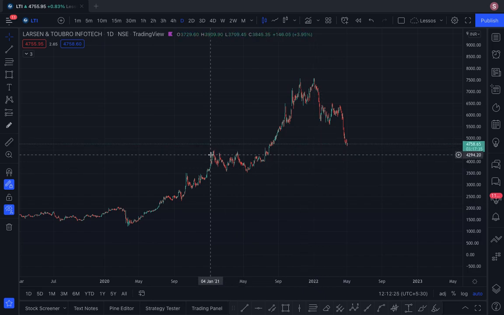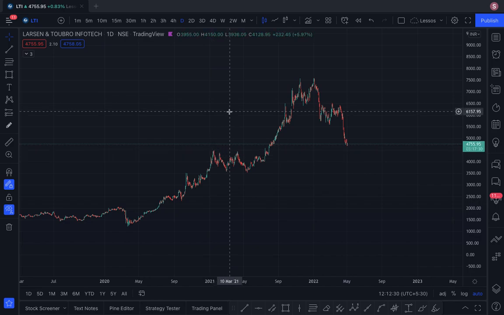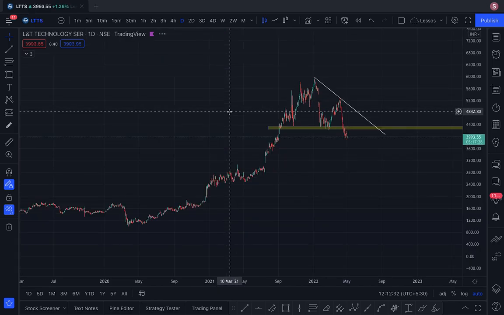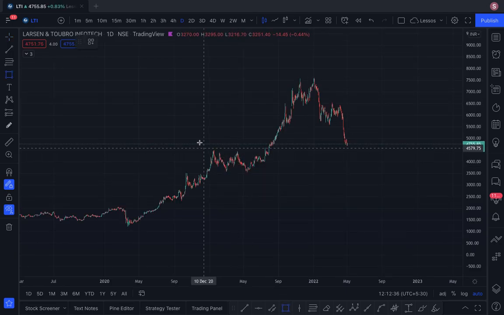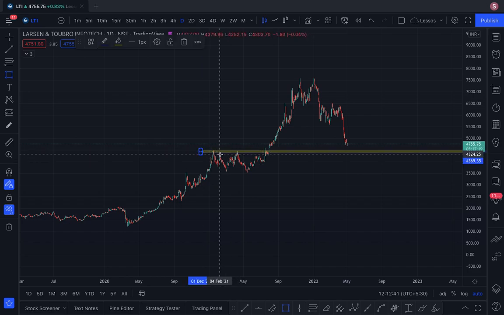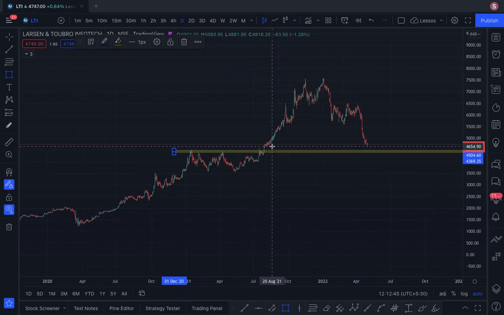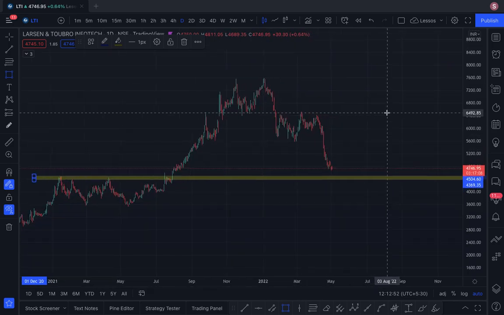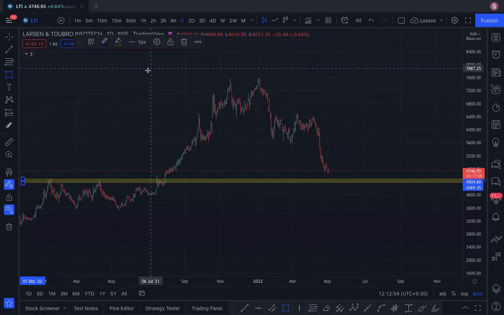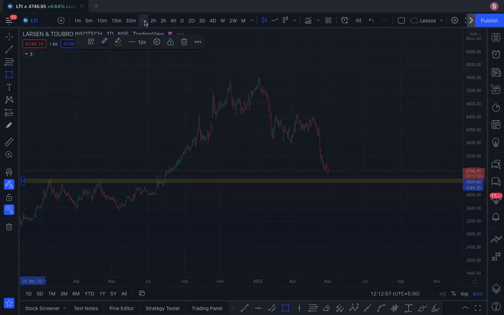So again, you see here L&T Infotech. So you see, I can mark this area here. This was an important resistance, came down, could not break, came down. Then again it went up, you see, and then it consolidated and it gave a big move. So it can come down here again, and again it can go up. So wait for it to bounce back from the support. Let's see at 1 hour level time period what you're getting.